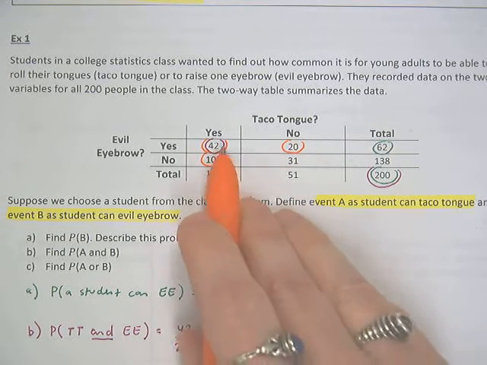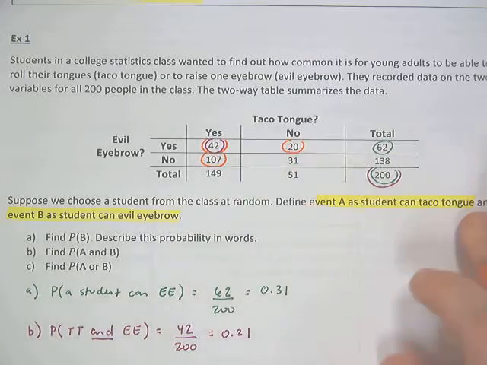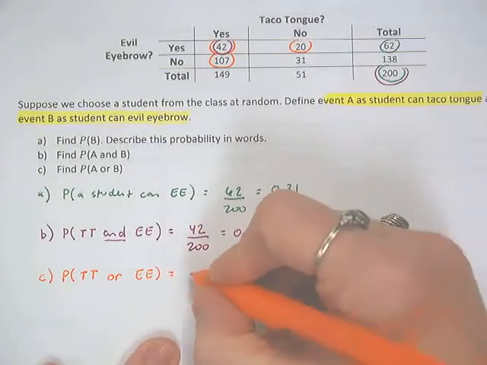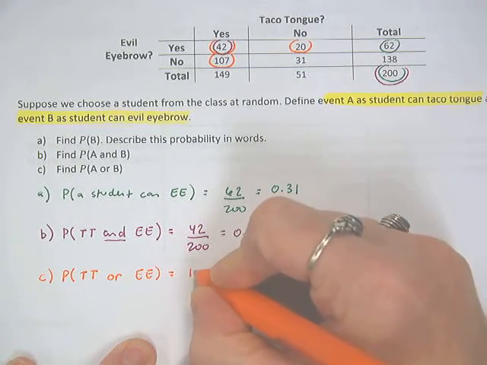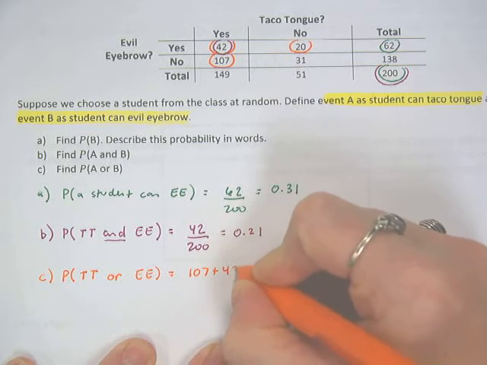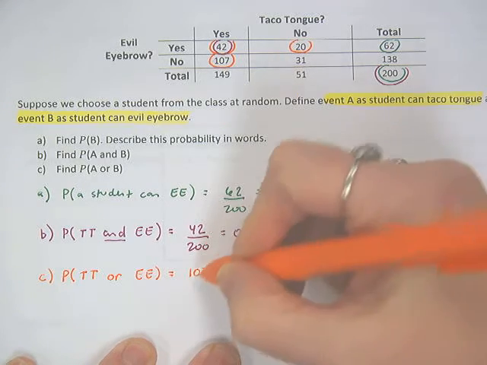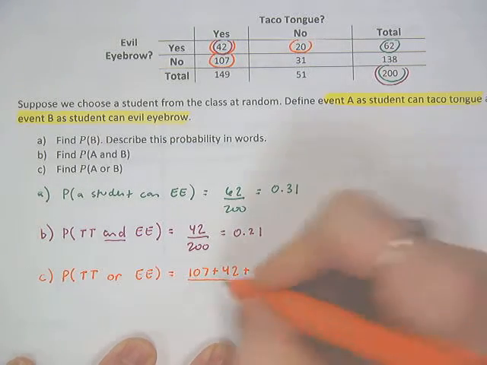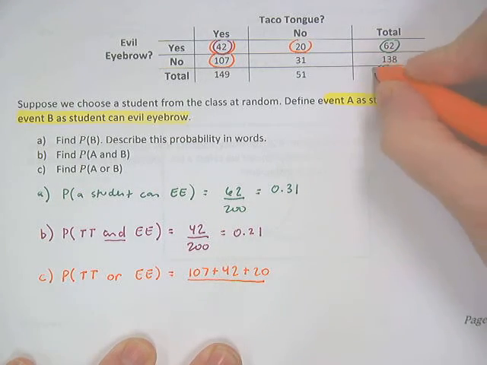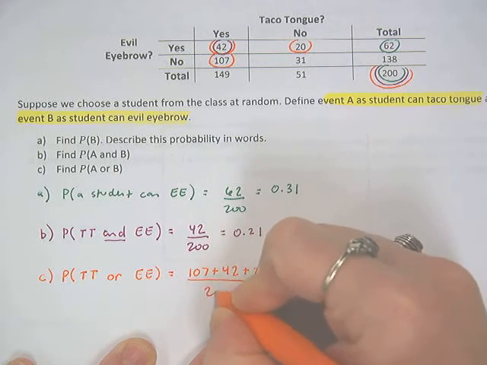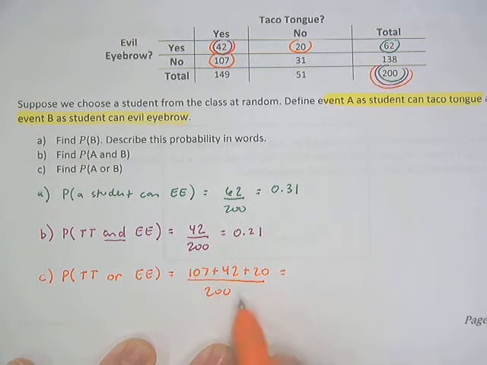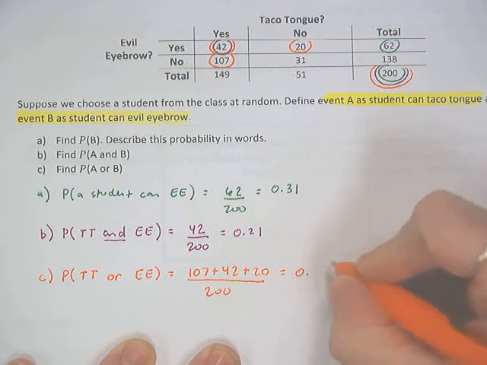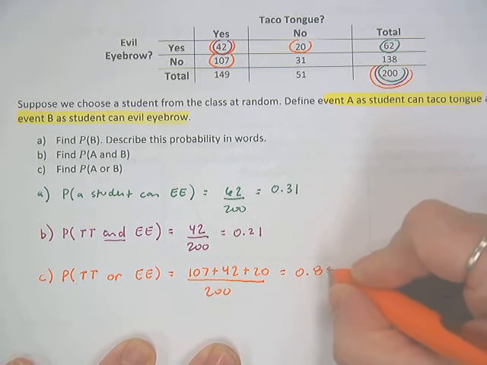So these three orange numbers are going to be the numerator of the fraction. We'll add those together. So a total of 107 plus 42 plus 20 students said that they could do either of those things, taco tongue or evil eyebrow, out of, once again, the total 200. When you add all those numbers together and divide by 200, you get 0.845. And we'll just say 0.85.